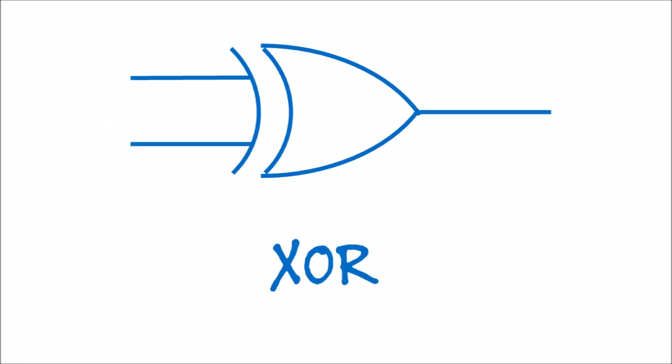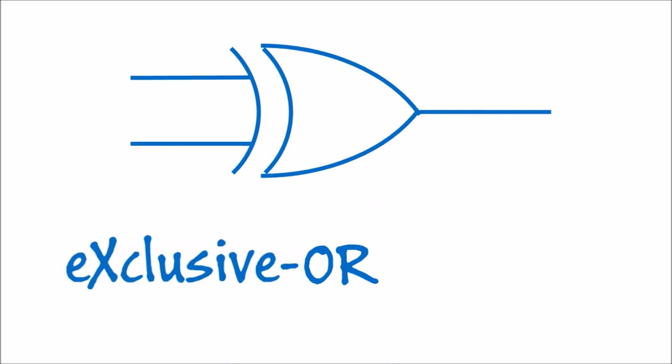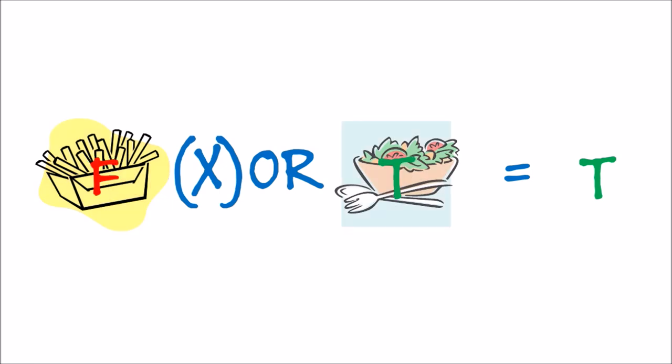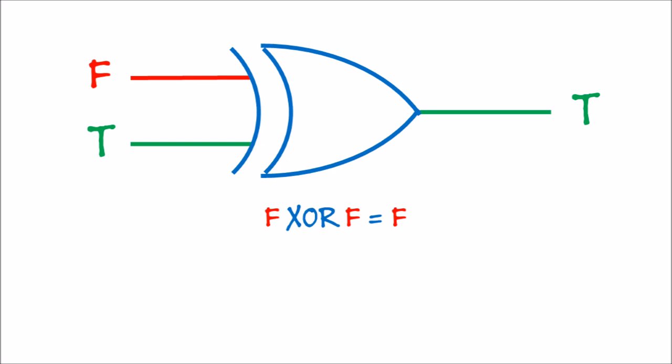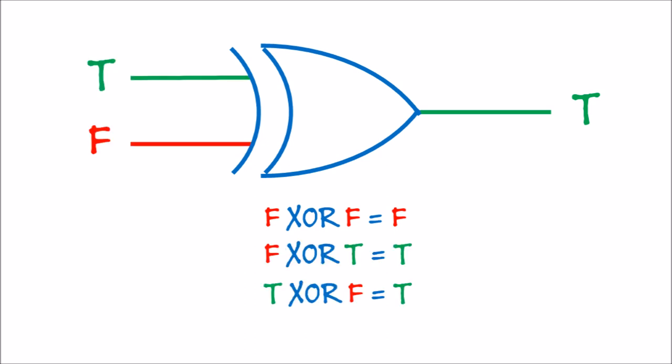Now the XOR gate, also known as the exclusive OR gate. This is just a different kind of OR. It's true that you can get a side of fries or salad with your meal, but not both. Similarly, the XOR gate only spits out a true if one bit or the other is true, but not both.